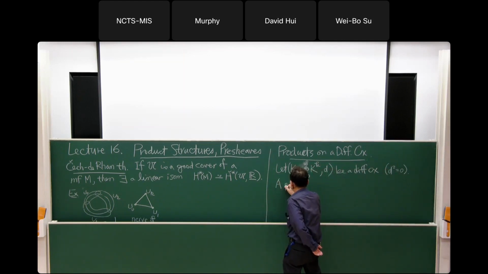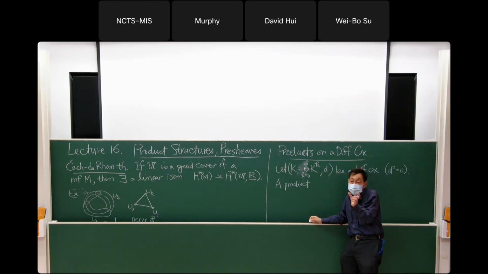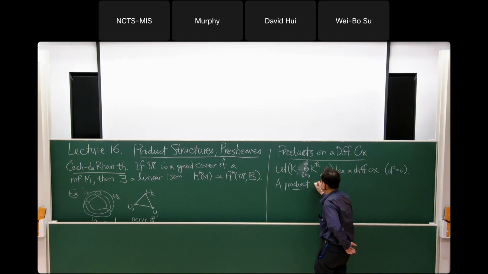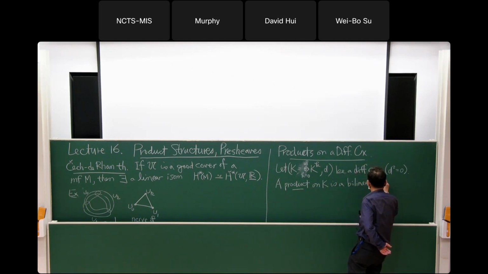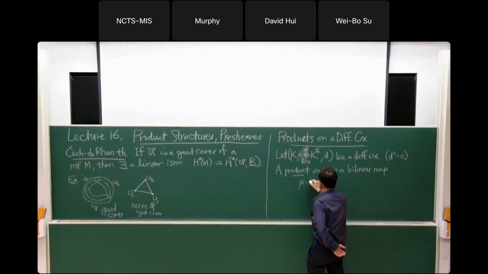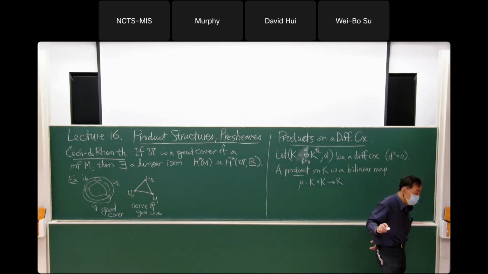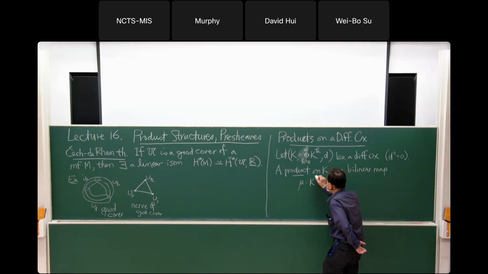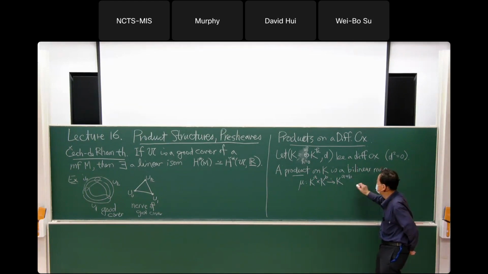Now, what is a product? Well, a product takes two elements and gives you a third element. And it has to be linear in each argument. So a product is just a bilinear map mu from K cross K to K. And because we're graded, it should take an element of degree a and an element of degree b and give you an element of degree a plus b, for all a, b. So that's a product.